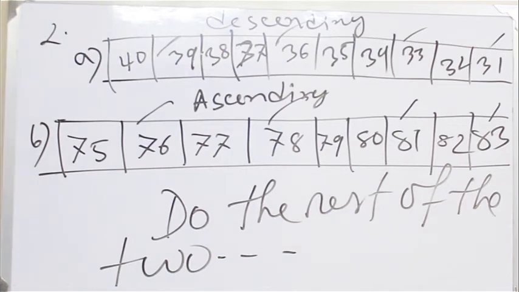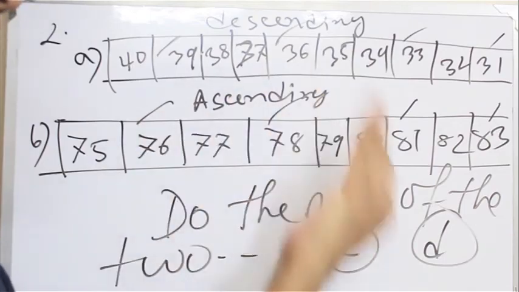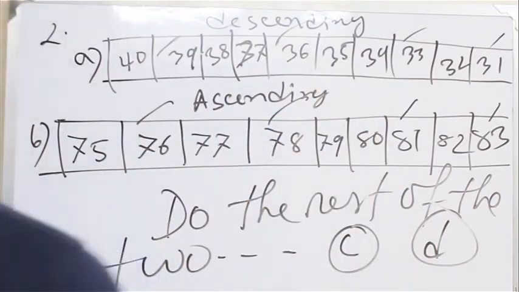You do the rest of the two. First you teach this to the students and ask them to do C and D. You don't do it, ask the student to do C and D. If they cannot do it, then you help them doing it. Well, I'm giving you the answer to C.